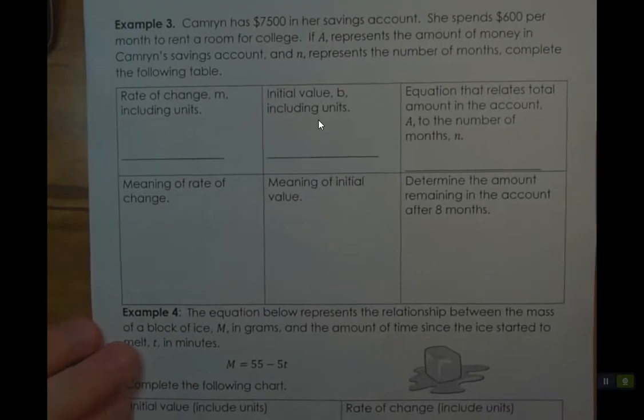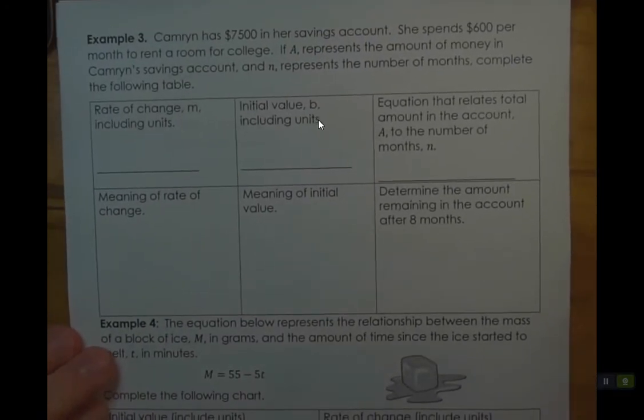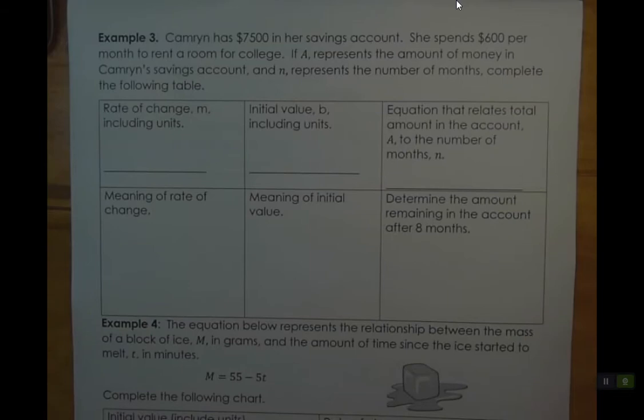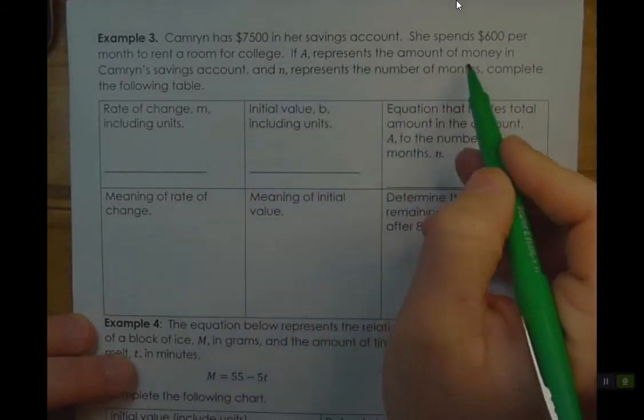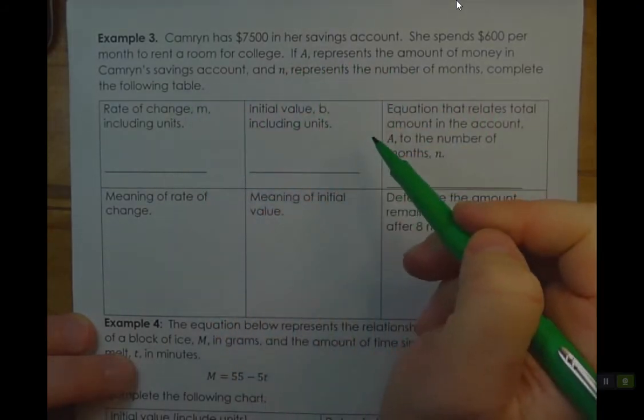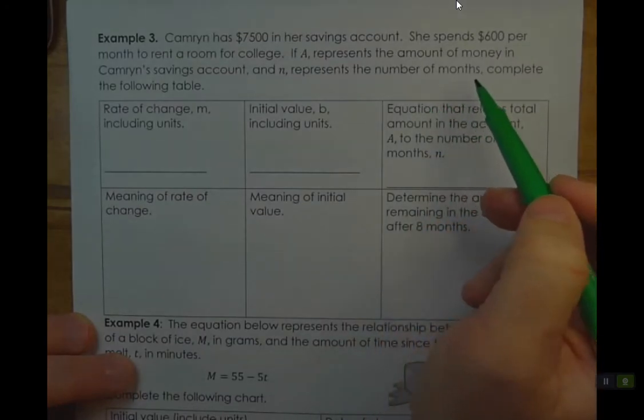All right. A couple more questions here. So Cameron has $7,500 in her savings account. She spends $600 per week to rent a room for college. A represents the amount of money in the savings account, and N represents the number of months. So this one's probably a little bit different, but it's not bad. A represents the amount in the account as the number of months increases.